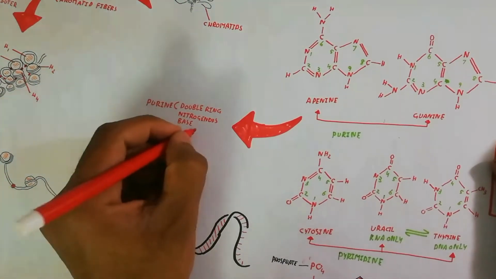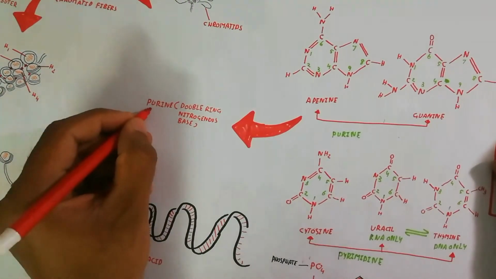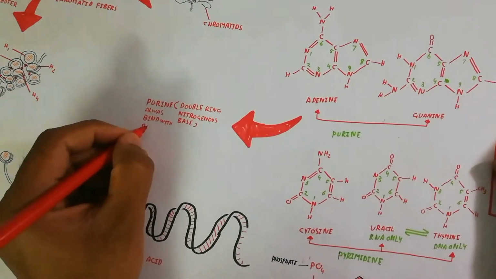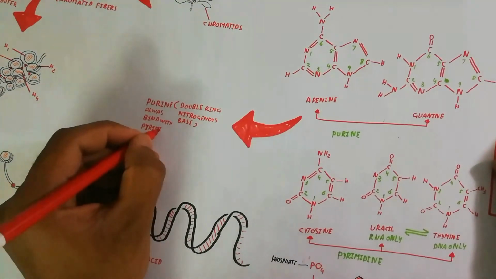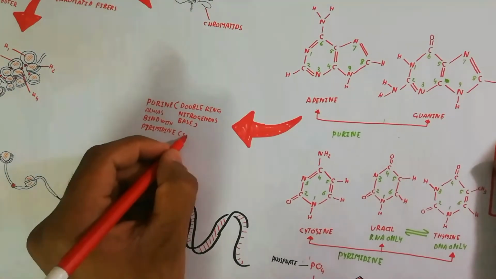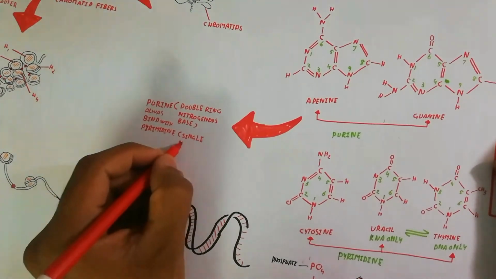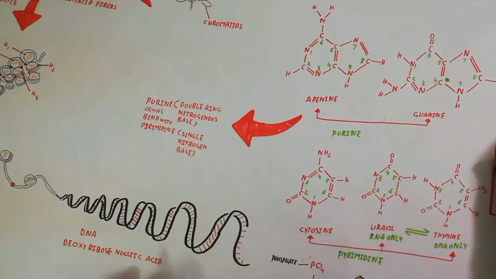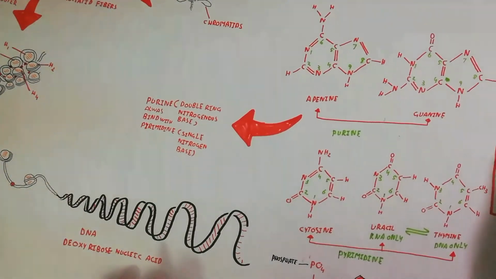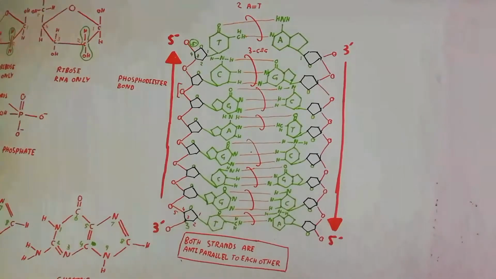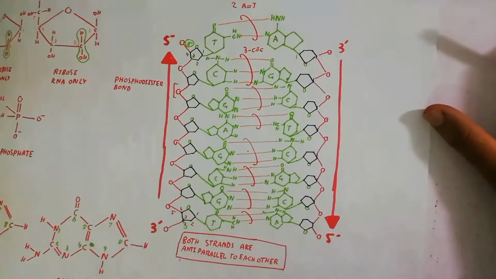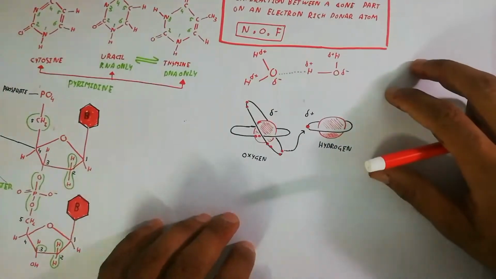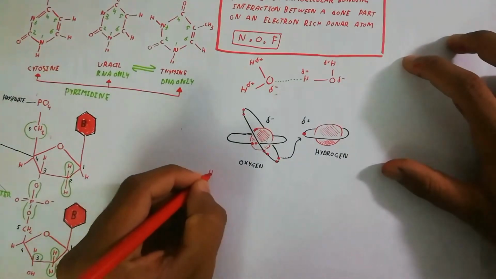The purine, which is a double-ring nitrogenous base, always binds with a single-ring pyrimidine. It means the double-ring nitrogenous base is combined with the single-ring nitrogenous base by hydrogen bonding. So there are important things showing in the figure.